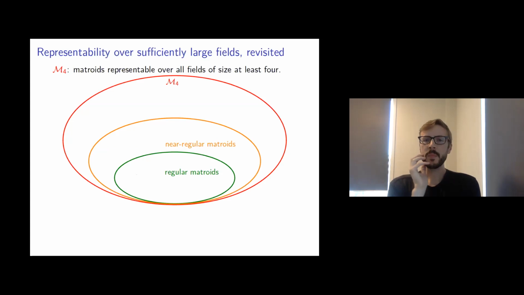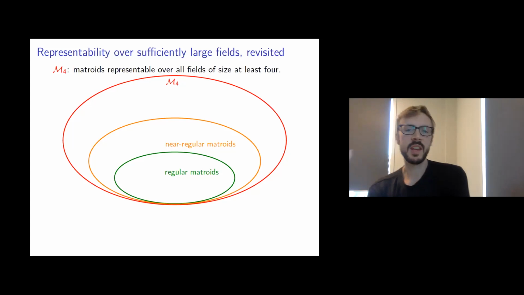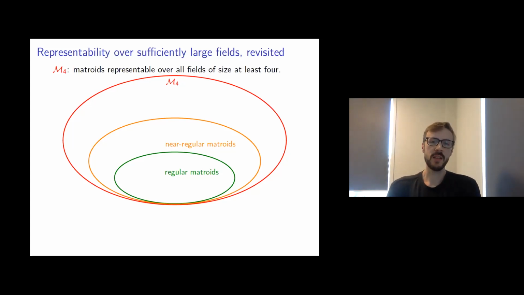Okay, so before I get to precisely what 2-regular matroids are, I want to step back to these results about the characterizations when we're looking at all fields of size at least something. We've got that the near-regular matroids are a subclass of this class of matroids representable over fields of size at least 4, and regular matroids lie within both.